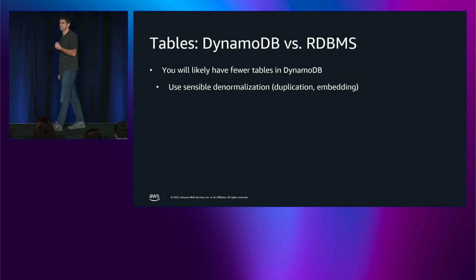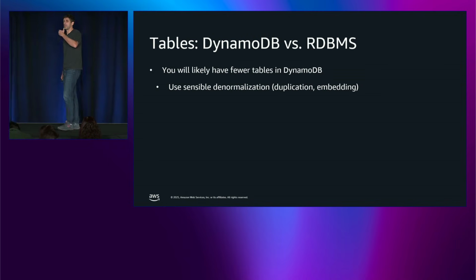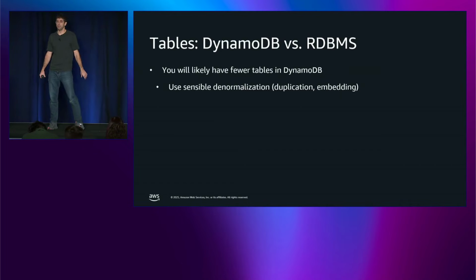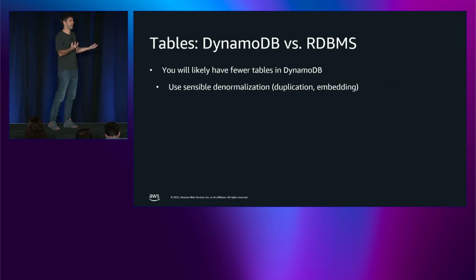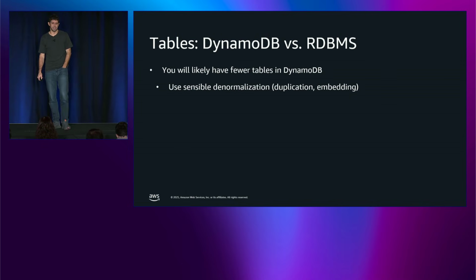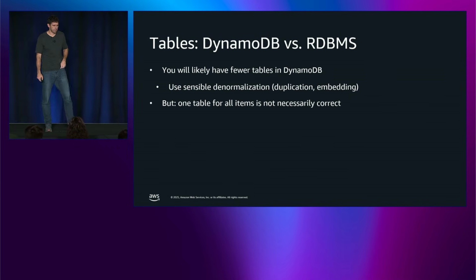What you want to do here is use sensible denormalization. Where can I duplicate some data? Where can I use embedding? How can I flatten that hierarchy so I don't need to functionally join together 4 different tables to handle that query? How can I put those attributes all together in a single item or a couple items?